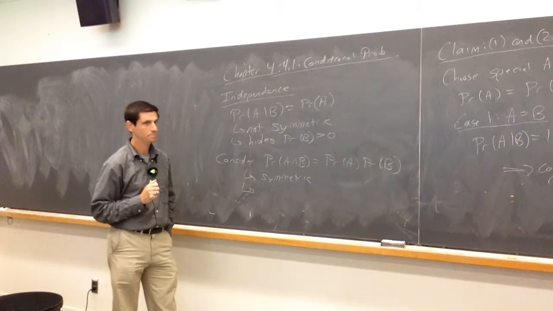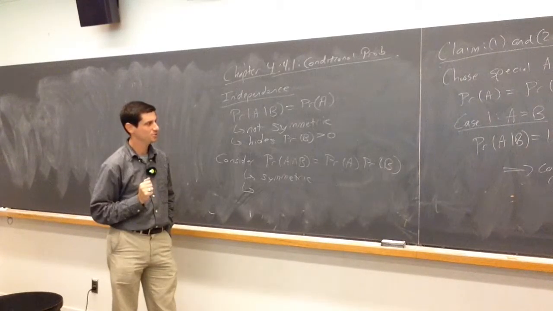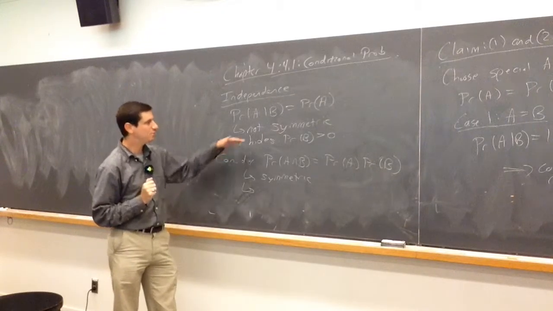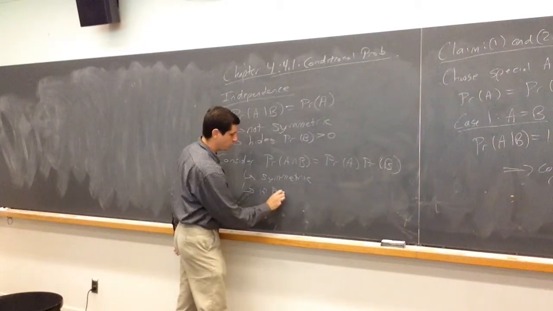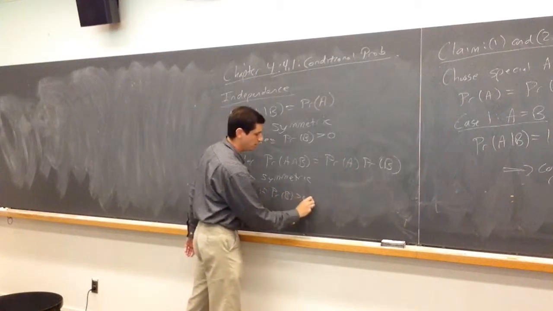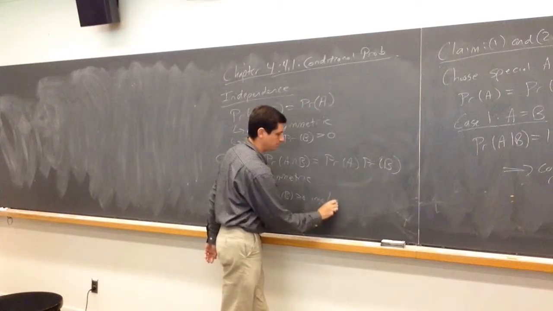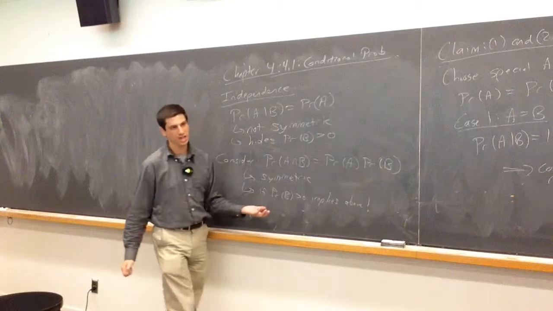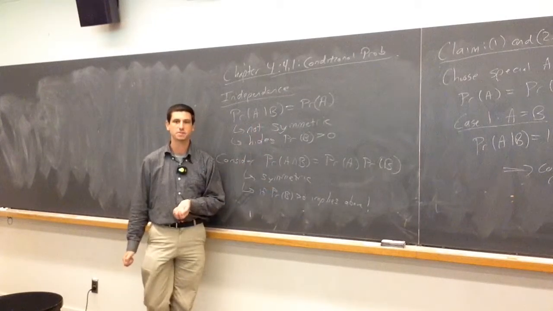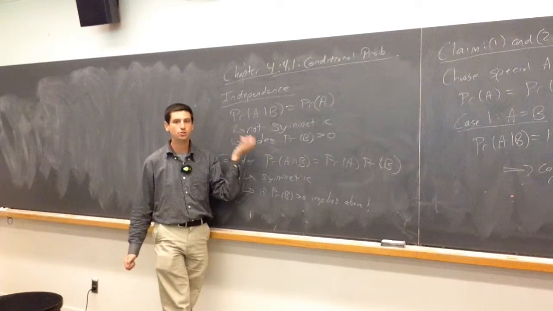Because you know that the probability of A and B is also equal to the probability of A given B times the probability of B. So what do we need for that to be true? If the probability of B is greater than 0, it implies the first. And similarly, if the probability of A was greater than 0, it would imply something as well. So this is a really good definition.